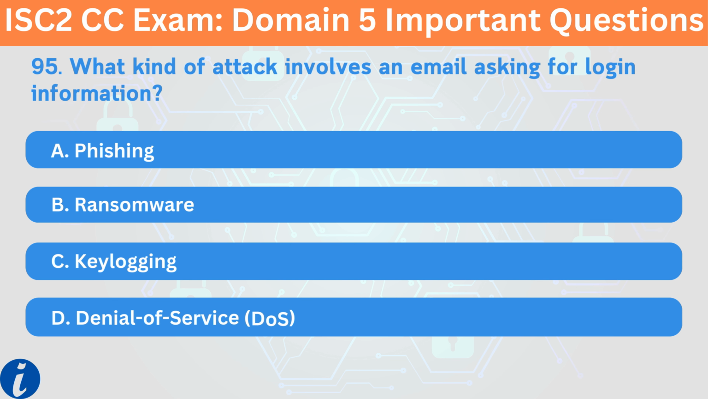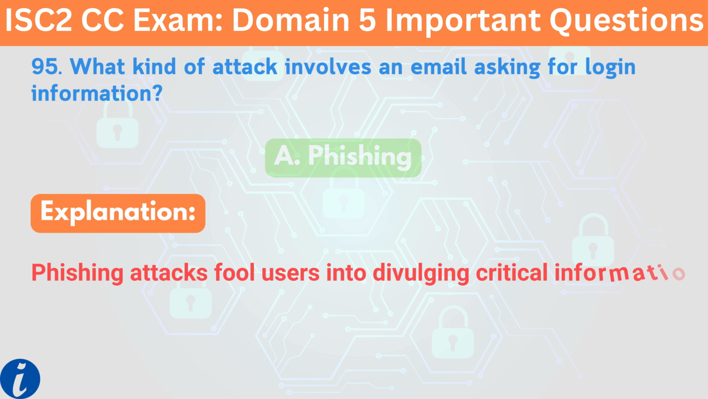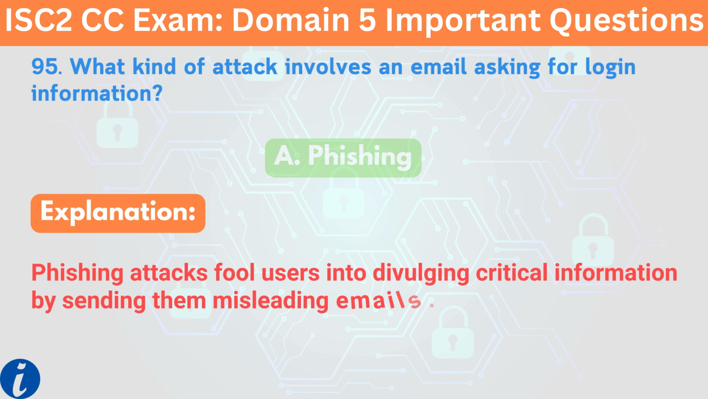95. What kind of attack involves an email asking for login information? A. Phishing. B. Ransomware. C. Keylogging. D. Denial of service, DOS. The correct answer is A. Phishing. Explanation. Phishing attacks fool users into divulging critical information by sending them misleading emails.